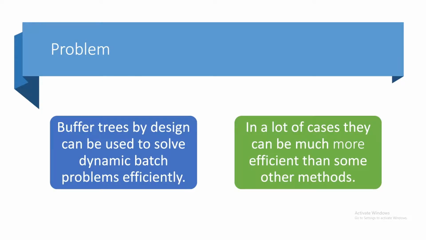So moving on to the problem, buffer trees by design can be used to solve dynamic batch problems efficiently, such as line sweeping, and in a lot of cases they can be much more efficient than some other methods that could be used for sorting. So we think we could implement them in some maybe navigation systems or just use it for data optimization.